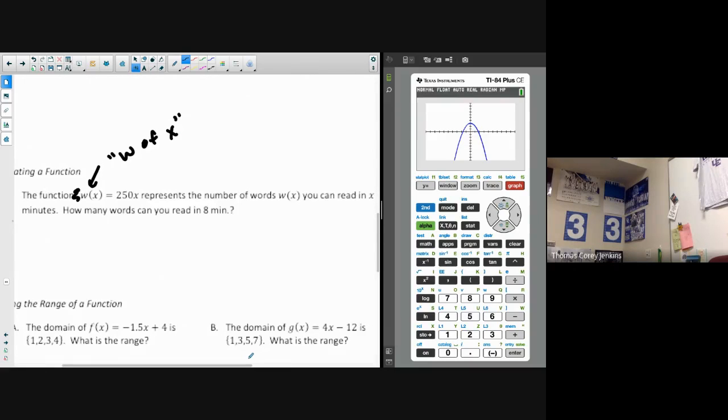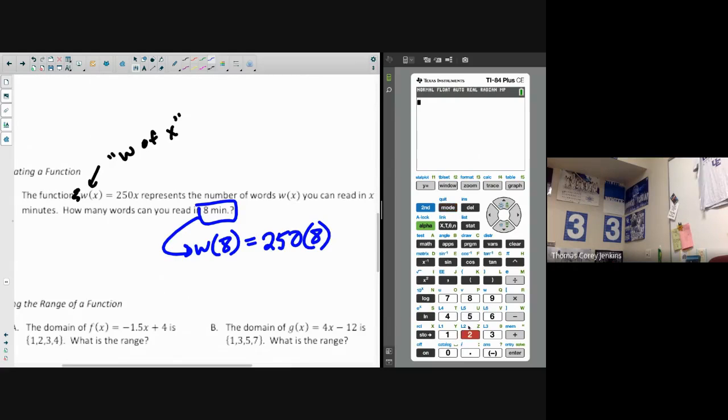And it wants to know how many words can you read in 8 minutes, right? So this is an easy question to answer. What we need to focus on, though, is the function notation part of it. In function notation, they're telling me to find w of 8. And what that means is we take our function rule, and if I replace x with an 8 here, that means I have to do the same thing on the other side and then simplify the other side. So 250 times 8 is what w of 8 equals. And we'll just type that in. 250 times 8 is 2,000.